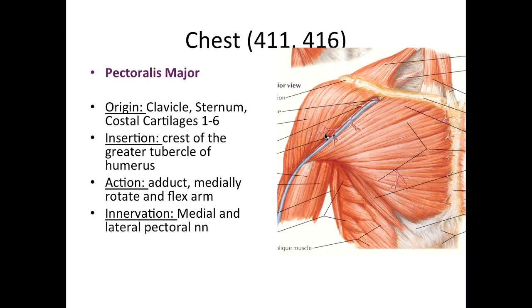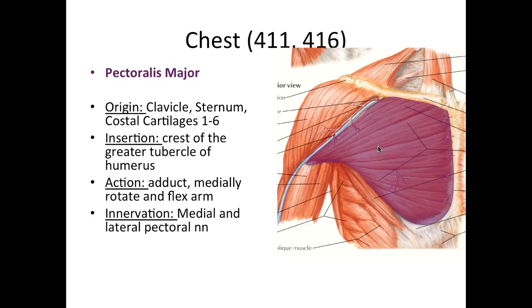This is originating from the clavicle, your sternum, and costal cartilages that would lay below here, 1 through 6. The insertion is at the crest of the greater tubercle of the humerus, and when these muscle fibers contract, it is going to adduct, medially rotate, and flex the arm.